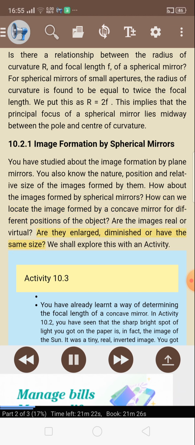Are the images real or virtual? Are they enlarged, diminished, or have the same size? We shall explore this with an activity. Activity 10.3. You have already learnt a way of determining the focal length of a concave mirror.